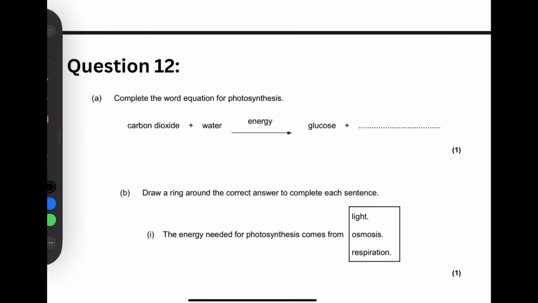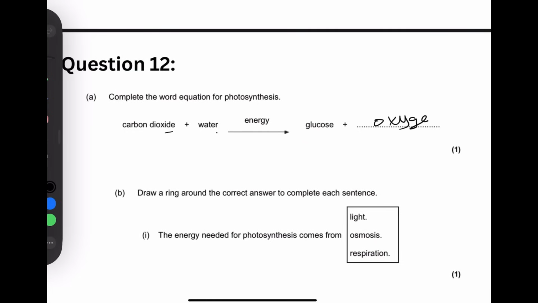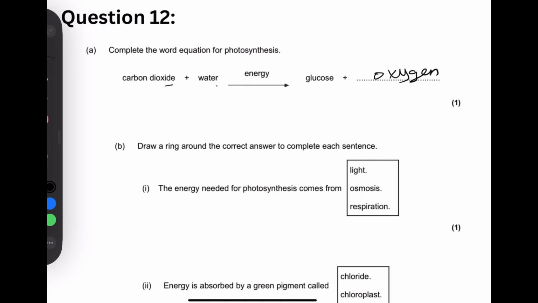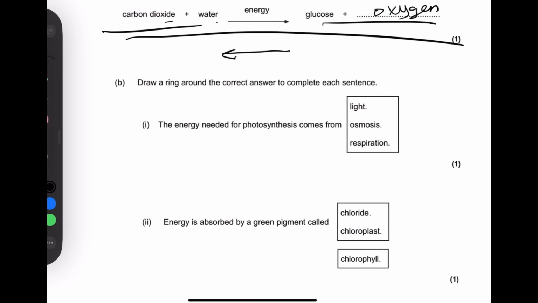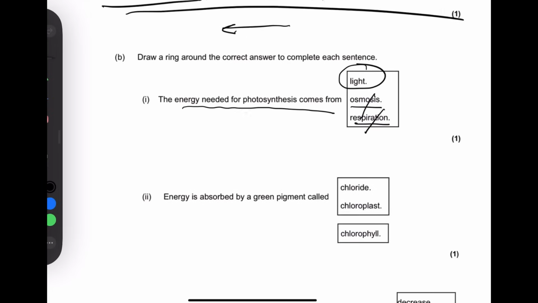Question 12. A. Complete the word equation for photosynthesis. So carbon dioxide, water, glucose, and oxygen. So this is just something that you need to memorize. Respiration is the other way, where these are the reactants and these are the products. B. Draw a ring around the correct answer to complete each sentence. So the energy needed for photosynthesis comes from light. While respiration, this is for humans. Osmosis is how water transports.